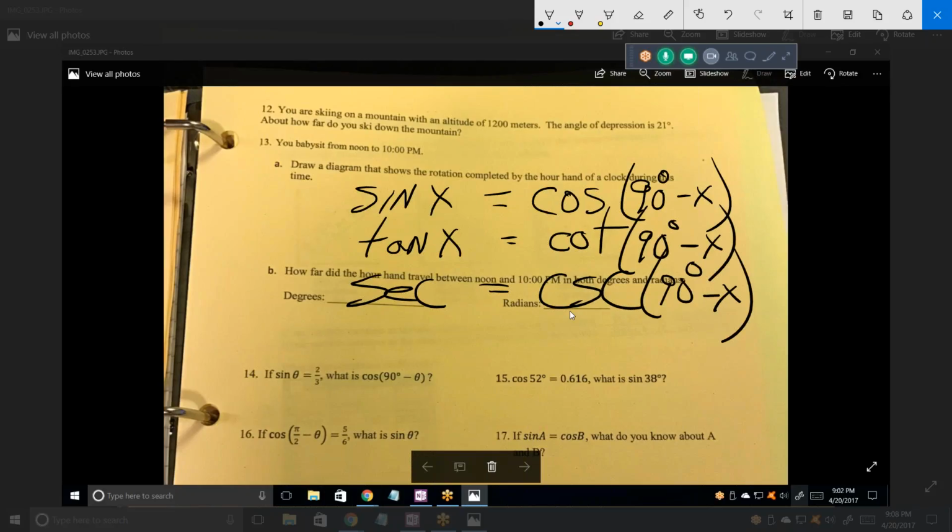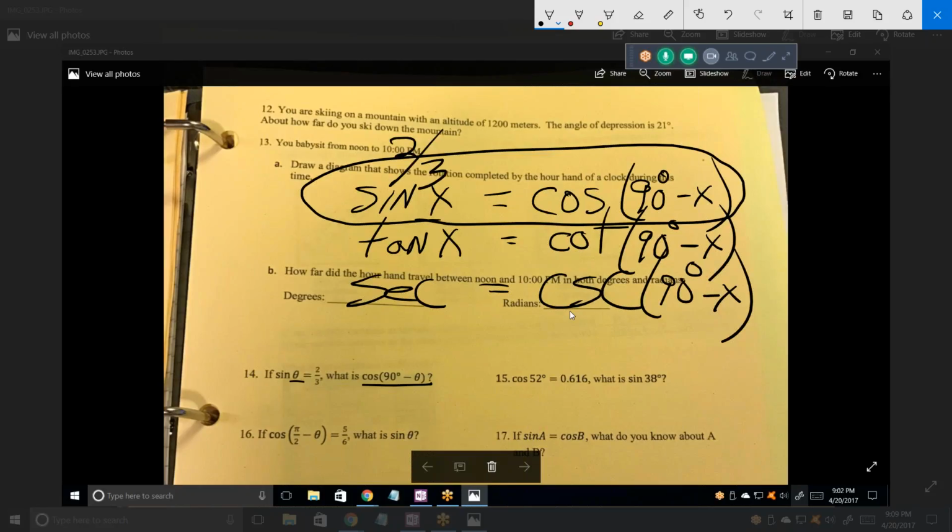Would you just plug that into your calculator? No. Look at this right there. The sine of x, that's theta, equals the cosine of 90 degrees minus x. Well, there's the cosine of 90 minus theta, there's theta. They both have to equal 2/3. If the sine of x equals 2/3, then the cosine of 90 degrees minus x equals 2/3.